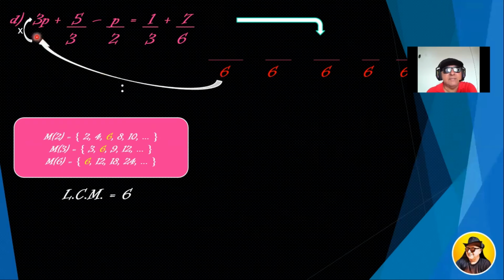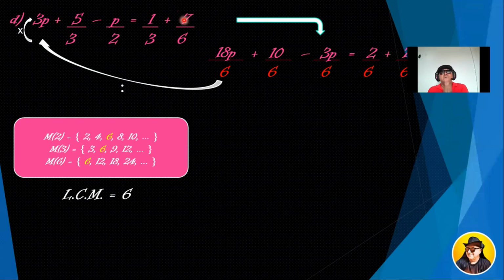6 divided by 1 is 6. 6 times 3p is 18p. Okay, next. 6 divided by 3 is 2. 2 times plus 5 is plus 10. Next. 6 divided by 2 is 3. 3 times minus p is minus 3p. And the next. 6 divided by 3 is 2. 2 times 1 is 2. And finally, 6 divided by 6 is 1. 1 times plus 7 is plus 7.